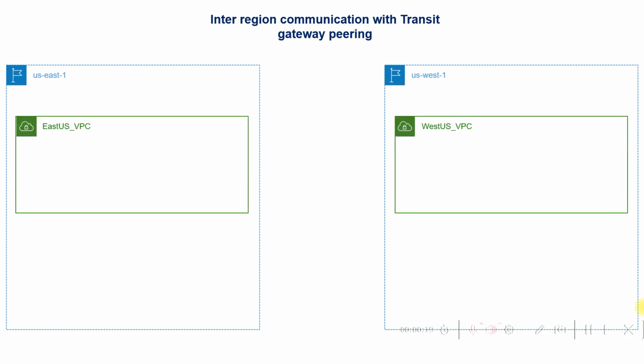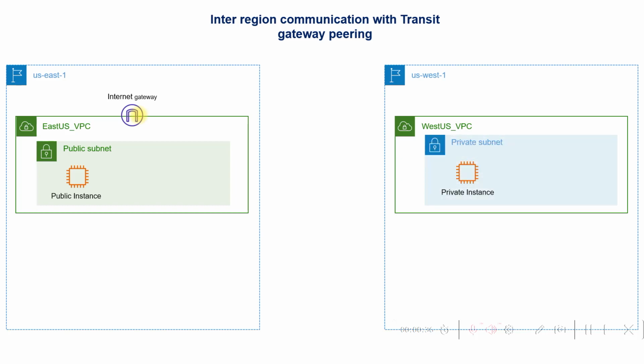In two regions, we'll configure two VPCs, East US VPC and West US VPC. In East US VPC, we are going to configure an Internet Gateway to access the instance which we are going to create in a public subnet. In West US VPC, we'll configure the private subnet with one instance. It cannot be accessed through the internet directly, but we'll log in to this PC and try to ping this private instance.